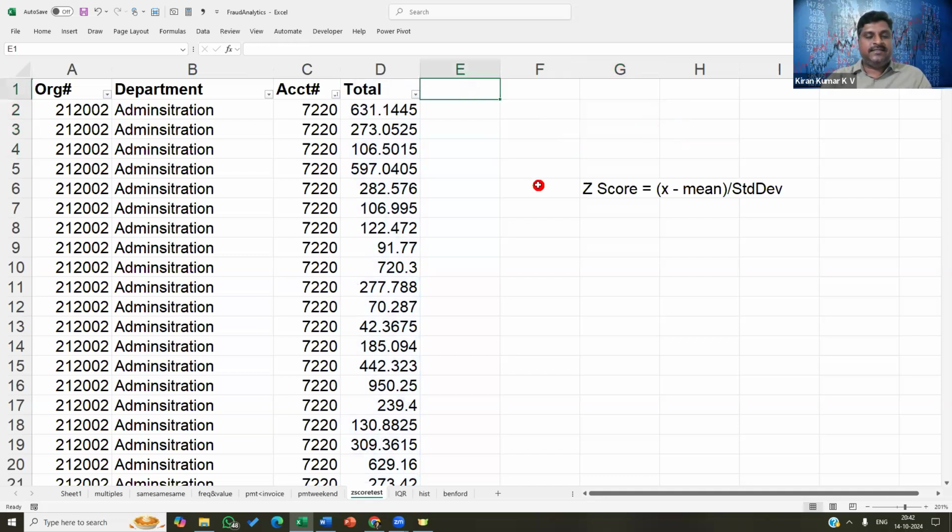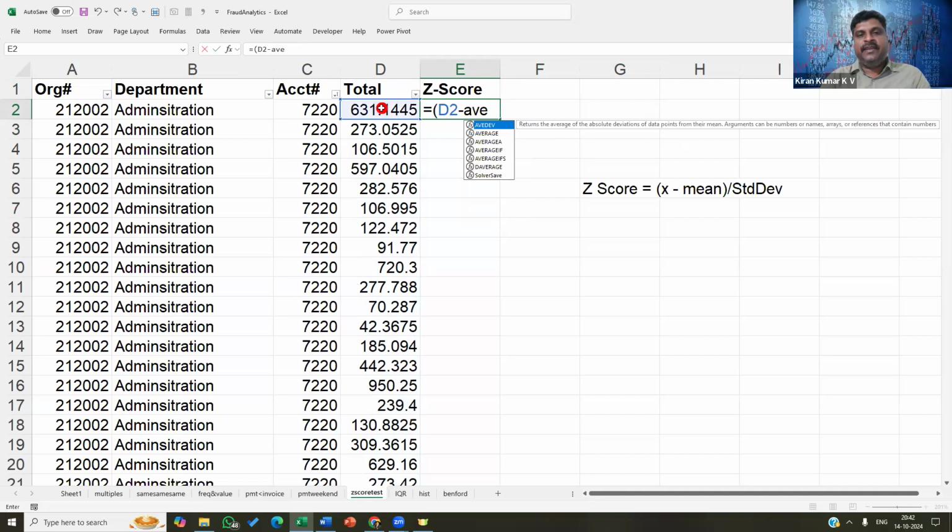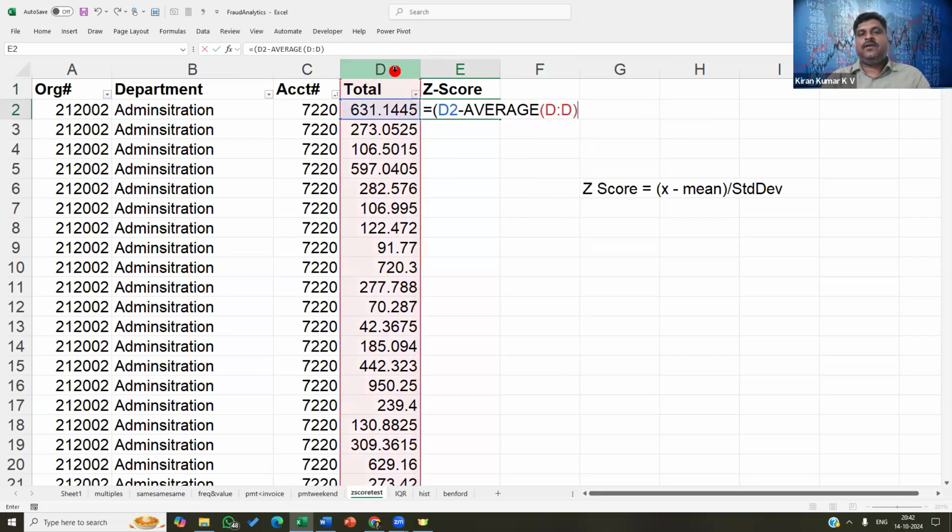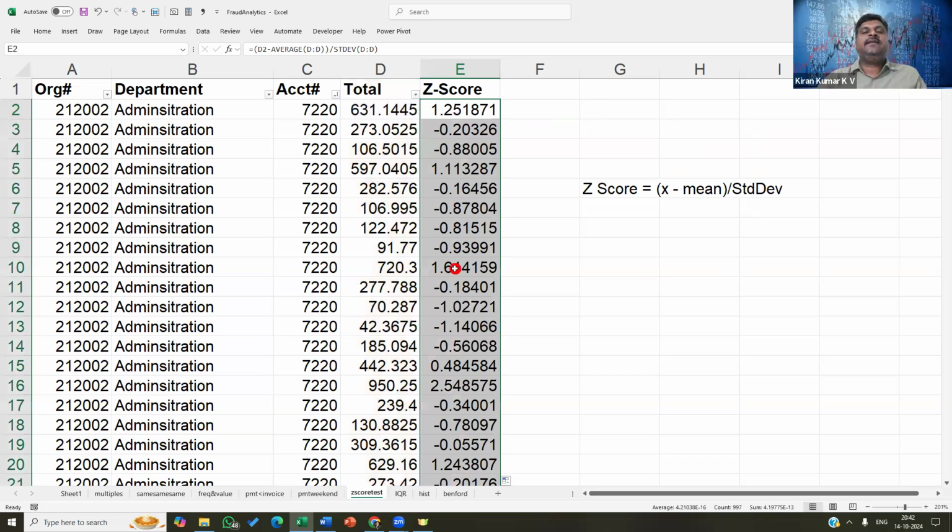Now let me calculate the Z-score. X minus the mean. For the mean, I'm going to use the average function of this column, divided by the standard deviation of column D. So that's it. Enter. It gives you a Z score of 1.25, and so on. Different values are there.